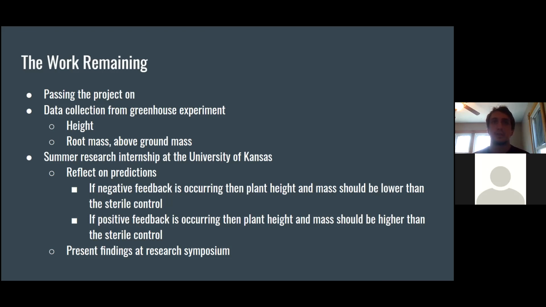So Mia Loganville, a junior biology major who has been assisting me with this project for over a year, will complete it. She will finish the greenhouse experiment and collect data such as height and biomass that will be pooled with the other institutions that analyze during an REU this summer at KU. Then they will determine whether positive or negative feedback loops are operating based on plant growth during that experiment.